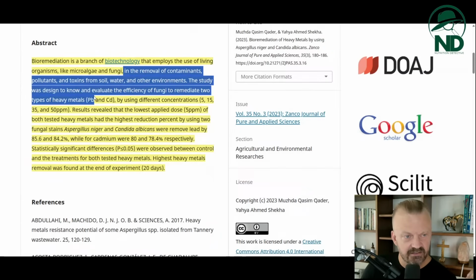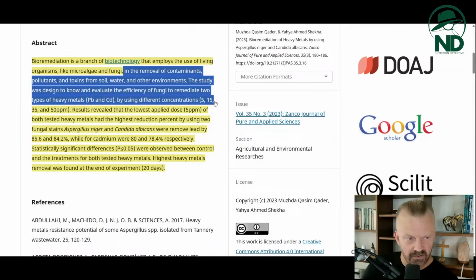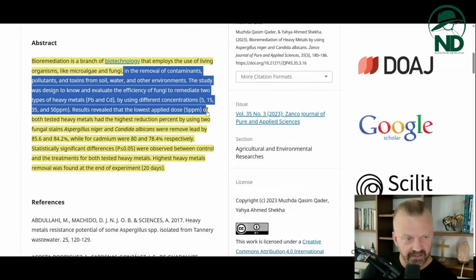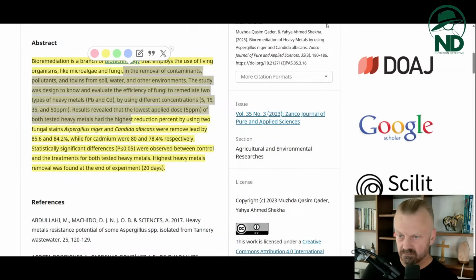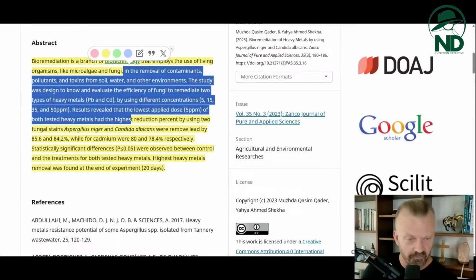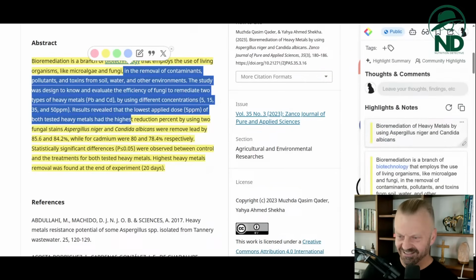The study was designed to know and evaluate the efficiency of fungi to remediate two types of heavy metals, lead and cadmium, by using different concentrations. Results revealed the lowest applied dose of both tested heavy metals had the high, wait, didn't this one have nickel? Well, anyway, I thought this had nickel. Maybe I read it wrong. Maybe I was tired from going through so many studies.